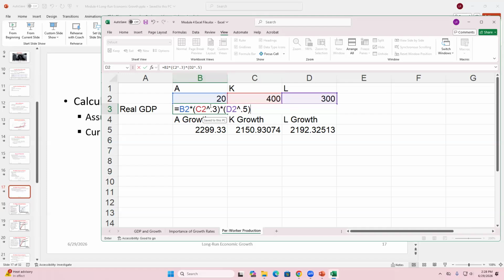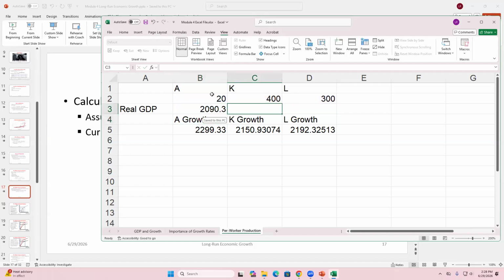Once again, you could enter this in your calculator. If you're concerned about order of operations, which might become a little more important when we add human capital in, I would just get used to putting parentheses around things. Okay. So if I hit enter here, my total output from that level of capital and labor for this level of total factor productivity is going to be 2090.